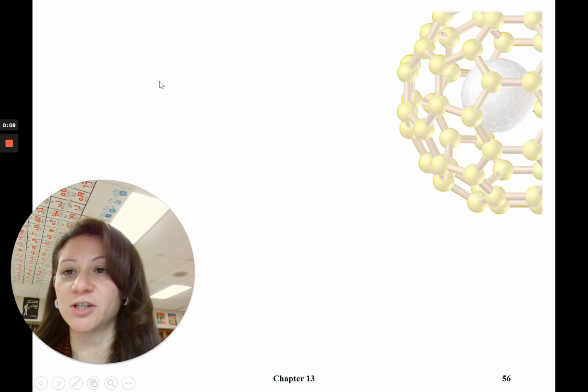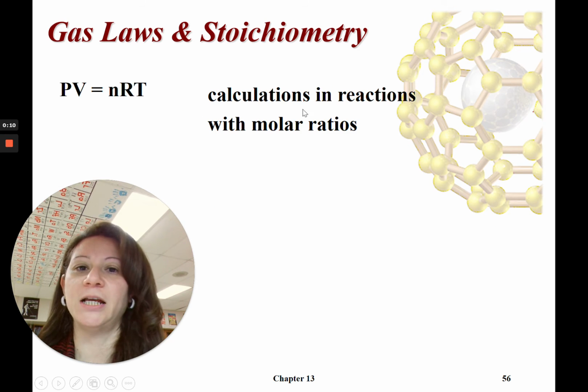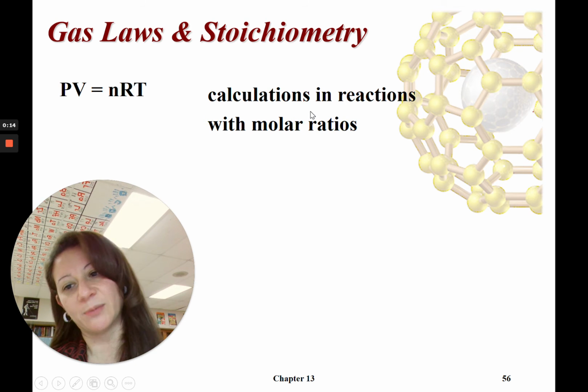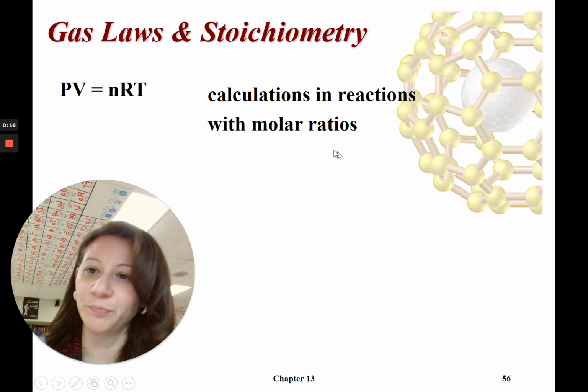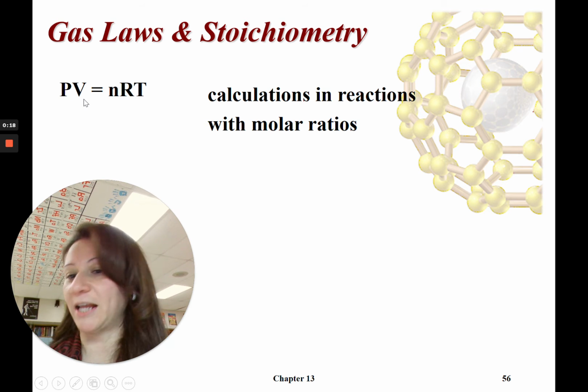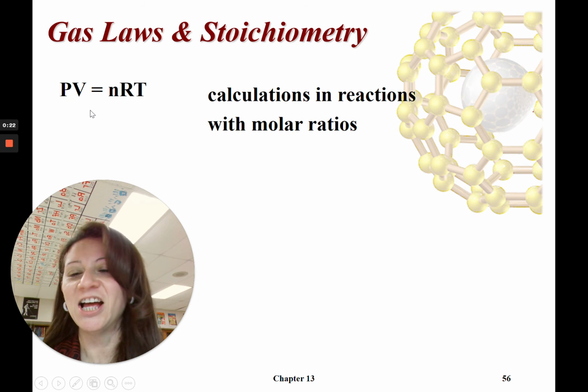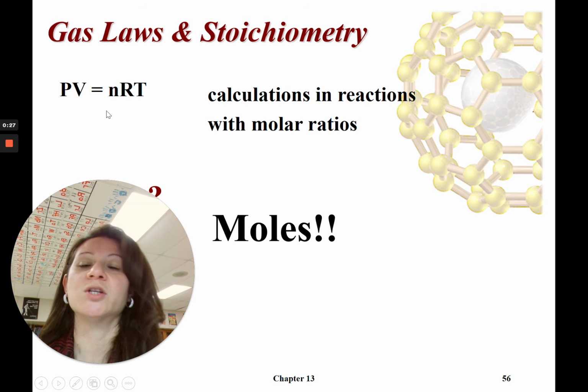So we know that stoichiometry is calculations in chemical reactions, and we can link between one substance and another using the molar ratio. We have been talking about gas laws. The most important gas law is the ideal gas law, PV equals nRT. And so the link between the two is moles.